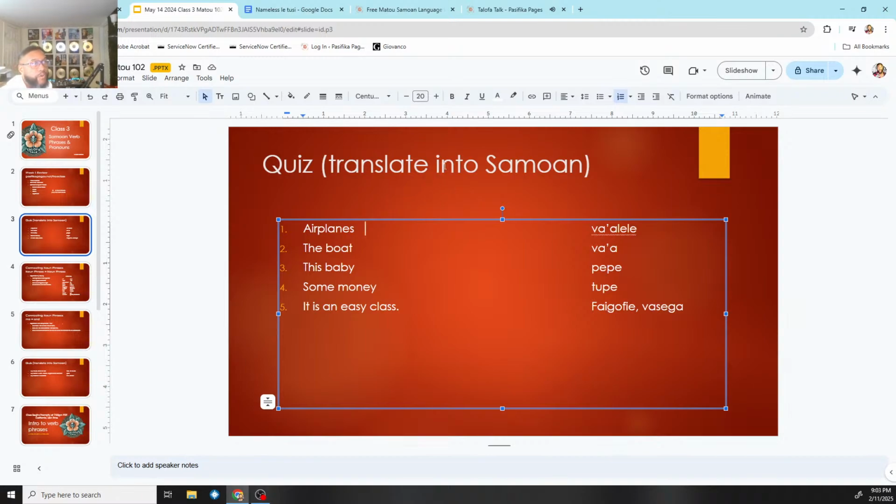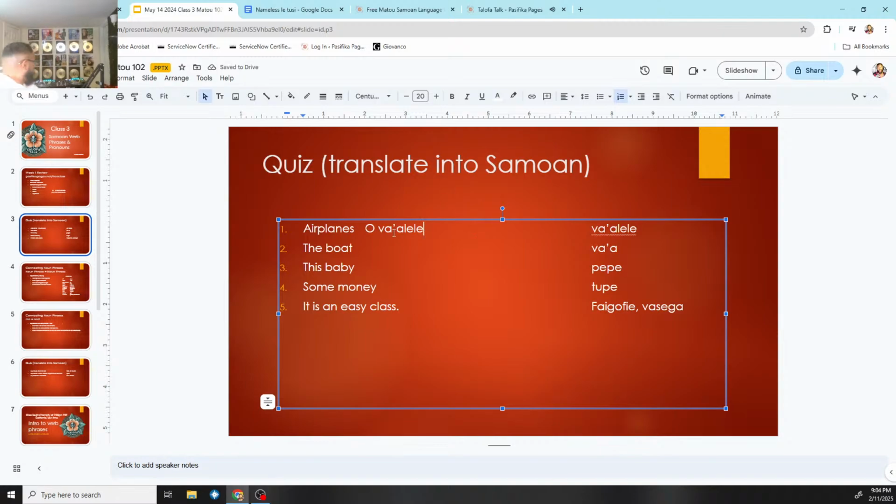Airplanes. So it's multiple airplanes. We're talking about a specific set of airplanes. So I'm going to say o va'alele. O va'alele. So the airplanes. That's how we would translate that. It is the planes. It is the airplanes. It all means the same thing.